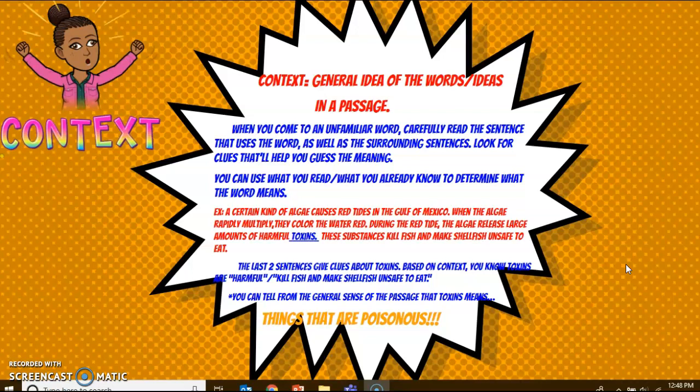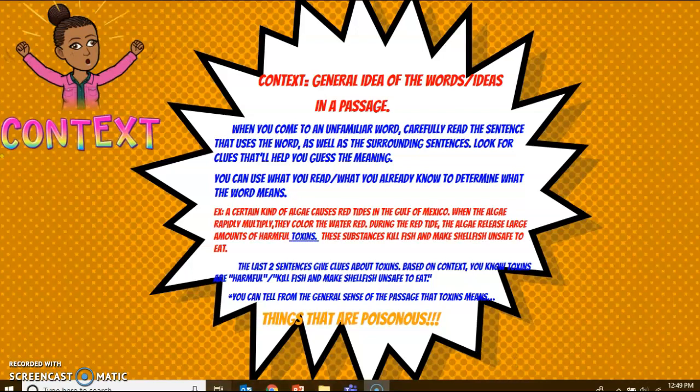So you always want to look to see if there's a word inside of that word also to help you arrive at a meaning. So, for example, if you have a passage that reads, "A certain kind of algae causes red tides in the Gulf of Mexico. When the algae rapidly multiply, they color the water red. During the red tide, the algae release large amounts of harmful toxins. These substances kill fish and make shellfish unsafe to eat."